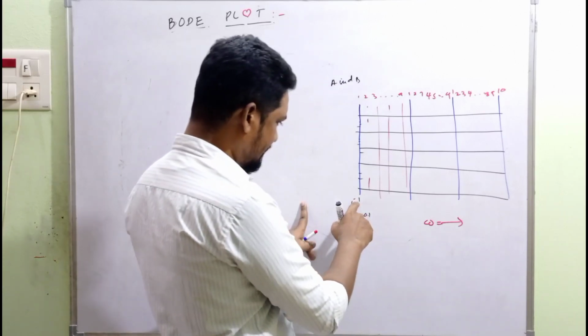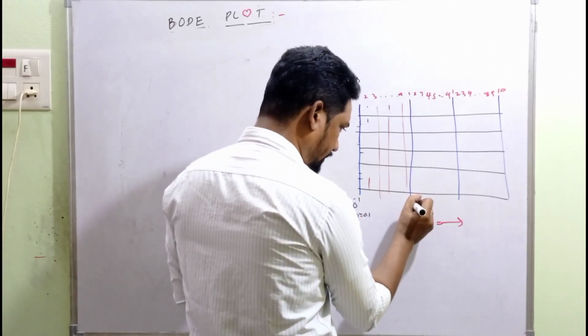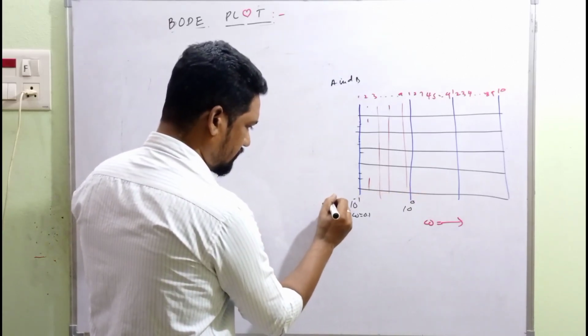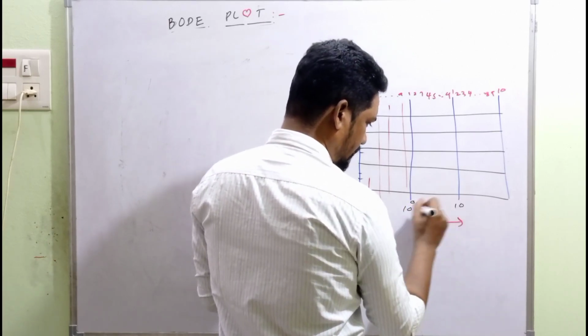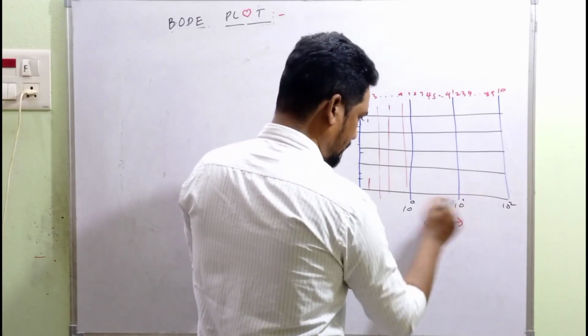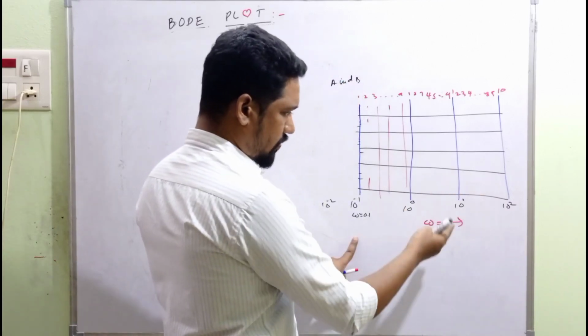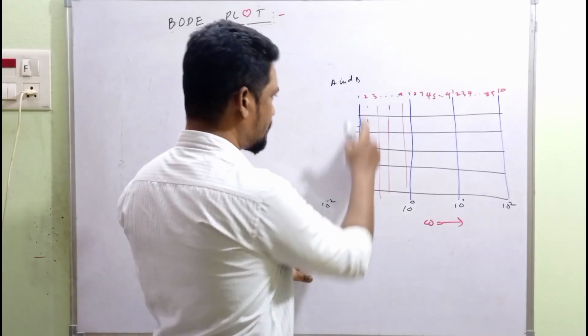Going this side, what will be after minus 1? It should be 0, right? And this side it should be 10¹, isn't it? So in that case, it's 10⁻¹, then 10⁰, after that 10¹, isn't it? Please watch carefully. This is the way we split the given graph. So 10⁻¹ is 0.1.